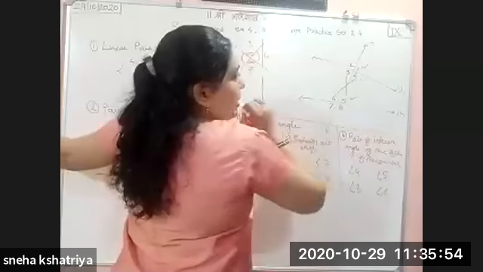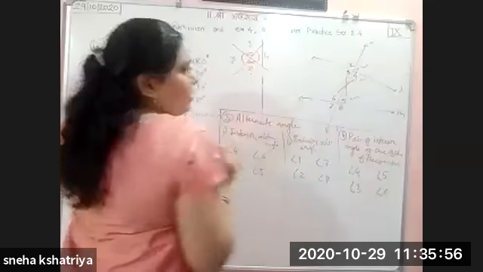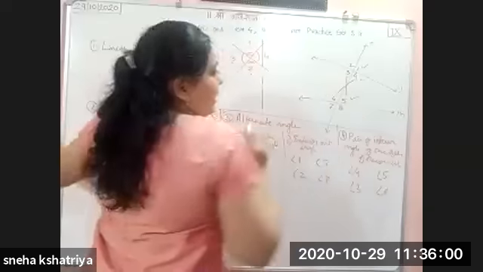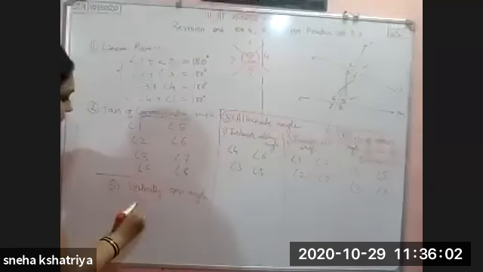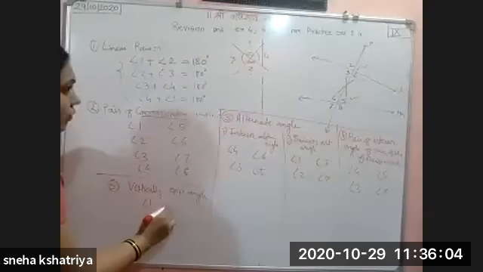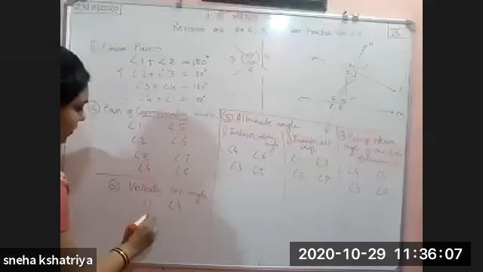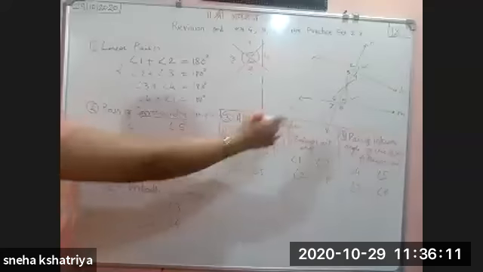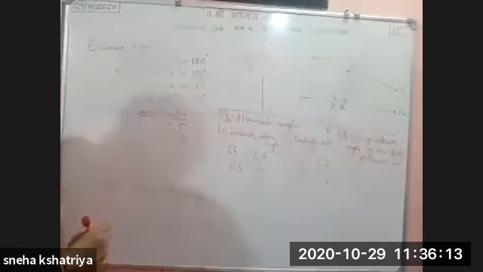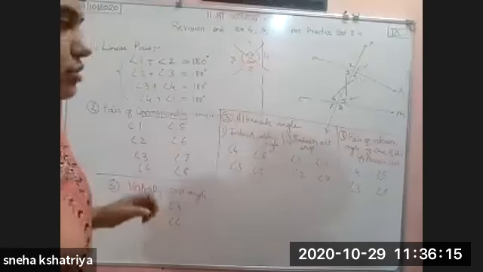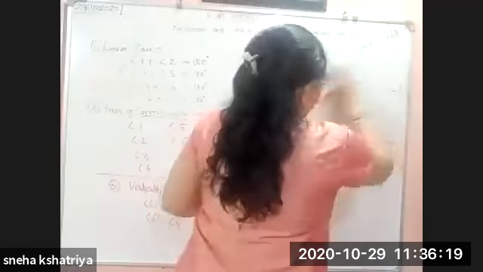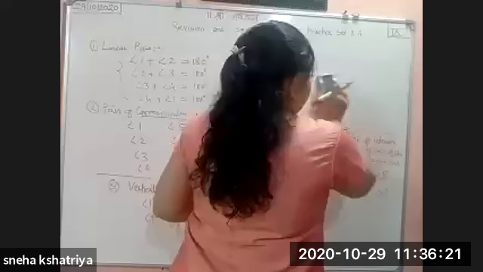1, 3 is vertically opposite, 2, 4 are vertically opposite, 5, 7 are vertically opposite, 6, 8 are vertically opposite. So here also we find a pair, that is angle 1, angle 3, angle 2, and angle 4. According to that, 5, 7, 6, 8. Now this many are the pairs which we find when two lines are given and one transversal intersects.